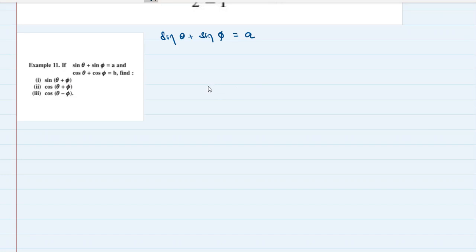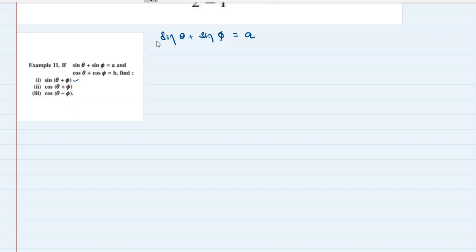Sine theta plus sine phi is equal to A. Now I can write it as, if you remember the sine C plus sine D formula, the CD formulae. Sine C plus sine D is 2 sine (C plus D) by 2 cos (C minus D) by 2. So I'm going to use the C plus D formula, the CD formula, actually. Why am I using it? Because I want compound angles to be generated. Otherwise, we cannot get compound angles anyway.